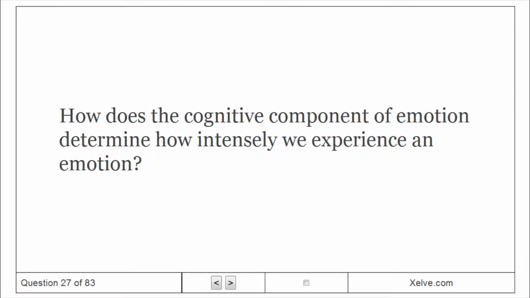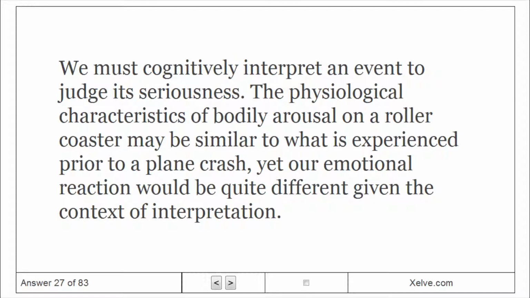How does the cognitive component of emotion determine how intensely we experience an emotion? We must cognitively interpret an event to judge its seriousness. The physiological characteristics of bodily arousal on a roller coaster may be similar to what is experienced prior to a plane crash. Yet our emotional reaction would be quite different given the context of interpretation.